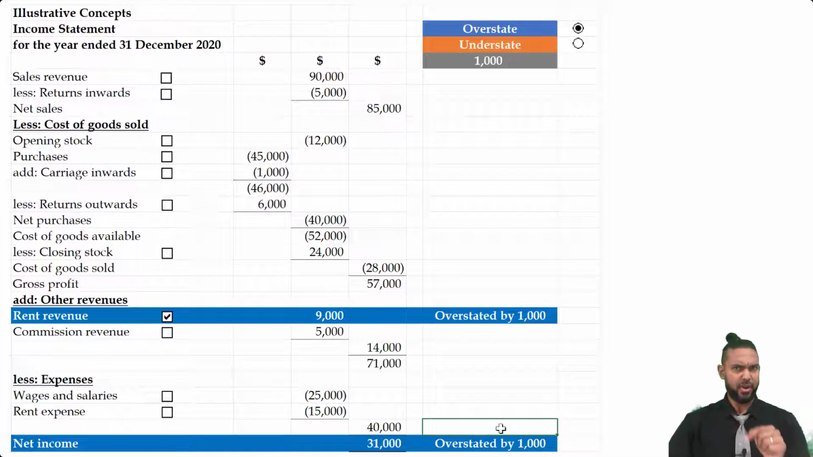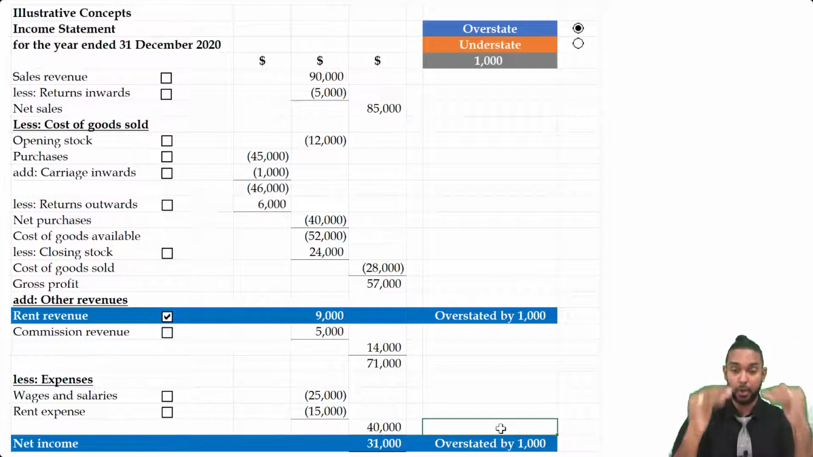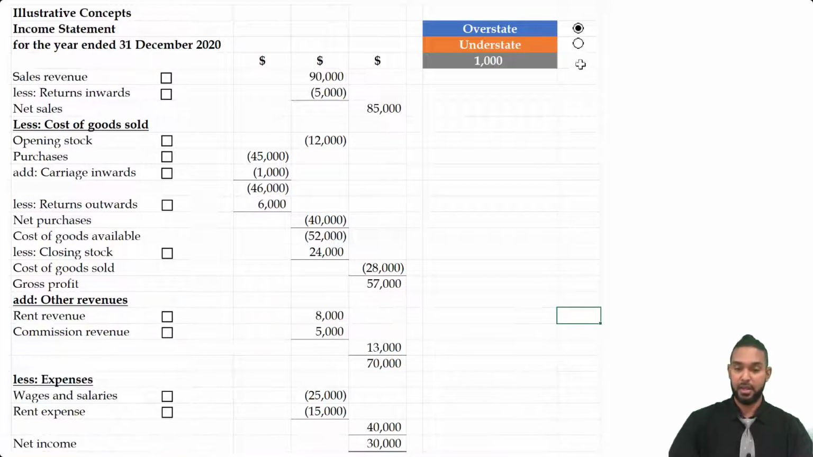So when we correct the error, if revenue is overstated, it's too high. When we correct it, we're going to bring it down. And net income is going to come down along with it. Let's take a look. If we remove the error, rent revenue is going to go down from 9 to 8. And we're going to notice that net income is going to go down from 31 to 30. Let's take a look. There you go.